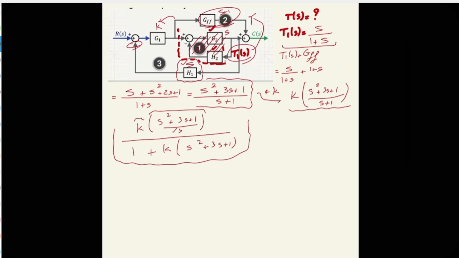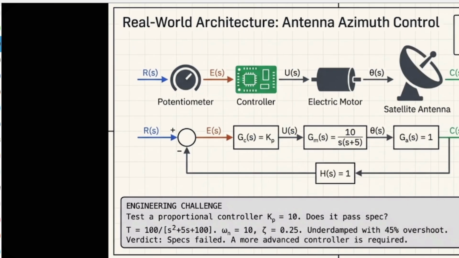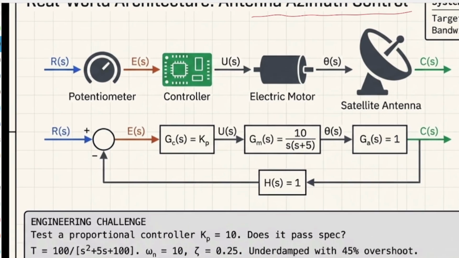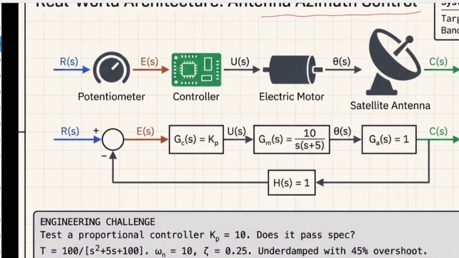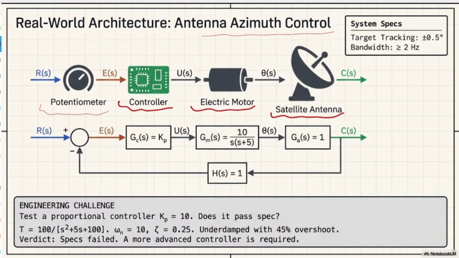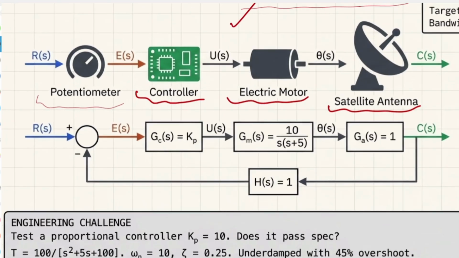So as you just saw, if you know the fundamental part, you can do anything that you want. It doesn't matter how complicated your block combination is. So let's see a real-world example. For instance, we have the antenna azimuth control, and this physical system would be like this. We have the input, the potentiometer, the controller, the electric motor, and finally the satellite antenna. As I just told you, we are going to use a mathematical model to replicate whatever is happening in our physical world. So let's see what would happen.